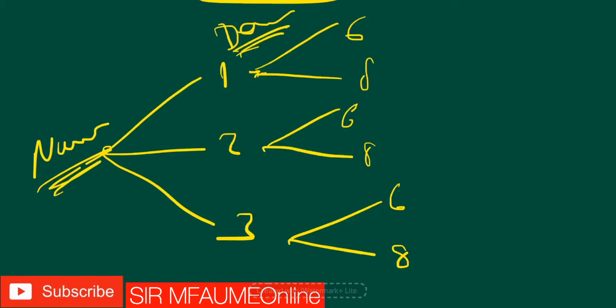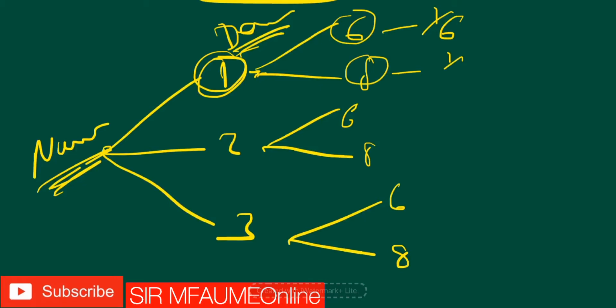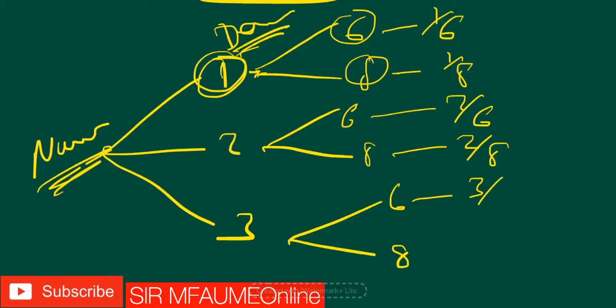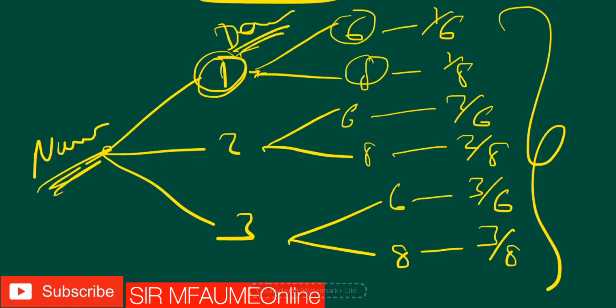Okay, then from there my set of sample space will be as follows. My first element will be 1 over 6. So 1 over 6 is our first fraction. Our second fraction here will be 1 over 8. For this one it will be 2 over 6. For this one it will be 2 over 8. This one is 3 over 6. And this one will be 3 over 8. So this is the set of sample space, and the whole of this is what we call the tree diagram.